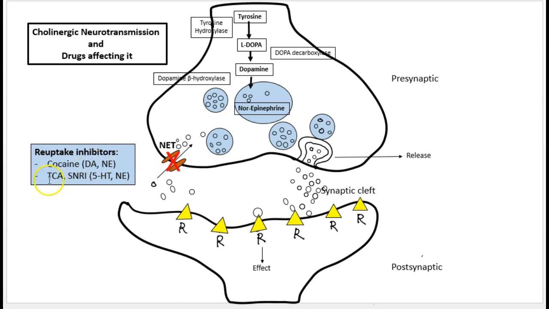Whereas other examples you would see are tricyclic antidepressants and SNRIs, which can inhibit the reuptake of serotonin and norepinephrine. These are predominantly used as antidepressants. And there's another drug class which inhibits reuptake of serotonin, which is called SSRI, that is selective serotonin reuptake inhibitors.